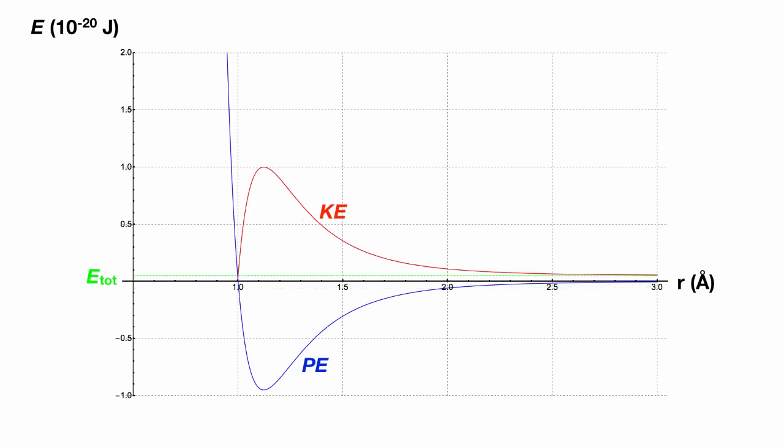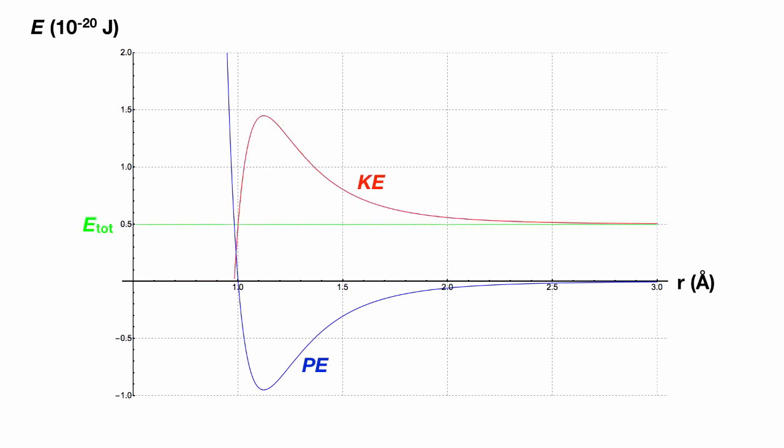If we add enough energy so that the total energy becomes positive, then there's enough kinetic energy for the atoms to get infinitely far apart. So we've broken the bond. In the macroscopic picture, we would say that we've raised the bond energy. As we add even more energy, we see that the kinetic energy of the atoms gets even larger when they are far apart.